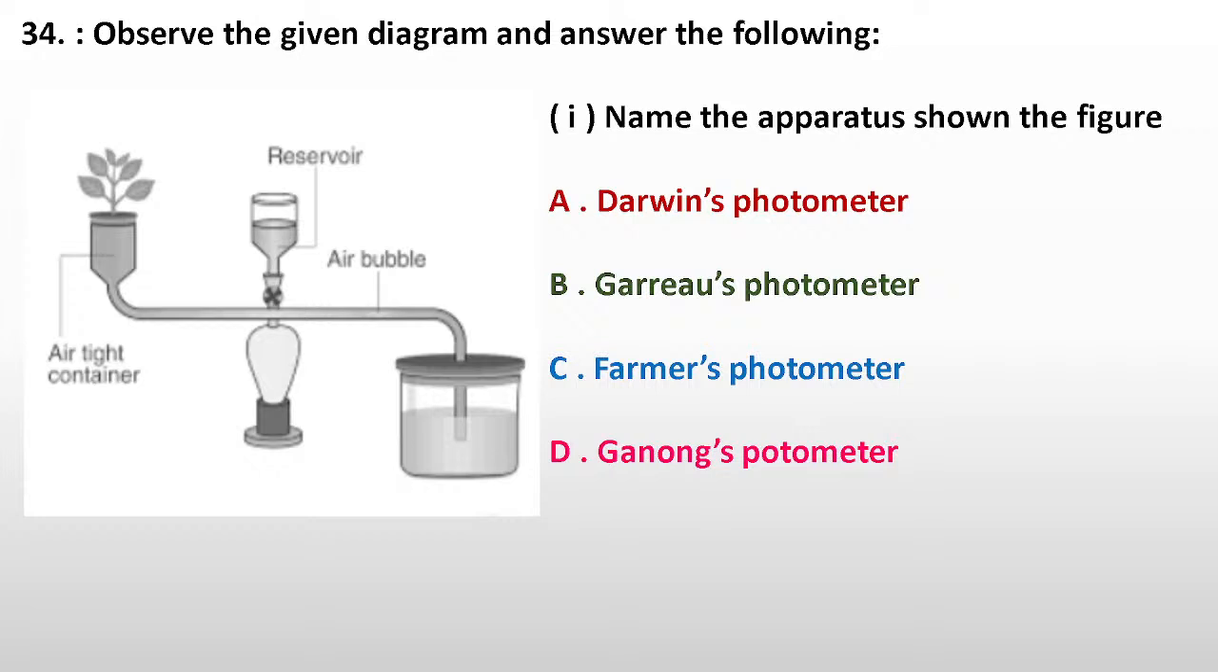So what is the apparatus? Come on, answer, children. Rutvik, answer. Come on, answer, children. You are very smart now. Come on, answer. Dashing gamers, come on, answer. And the correct answer is D, that is Ganong's photometer.